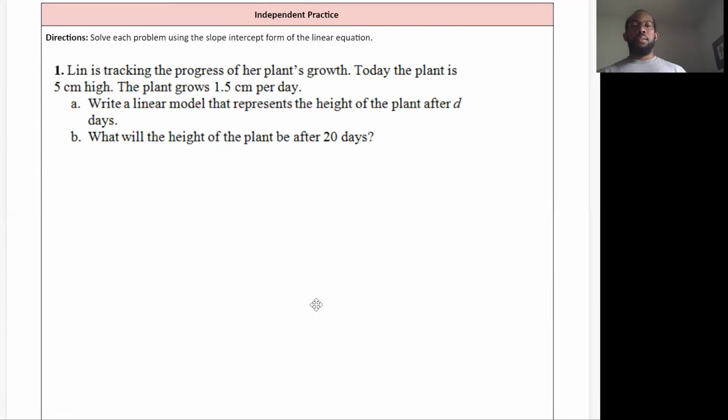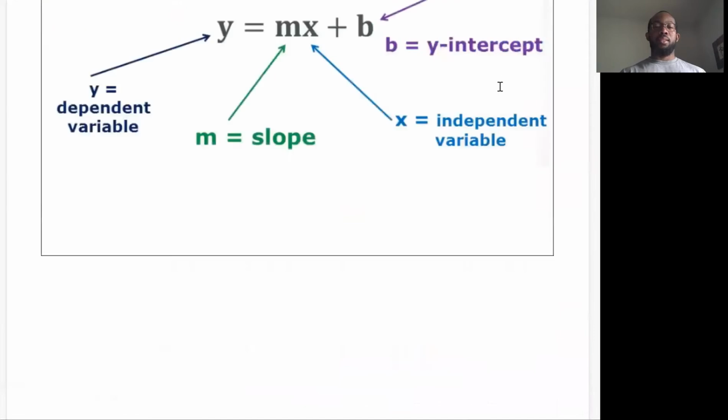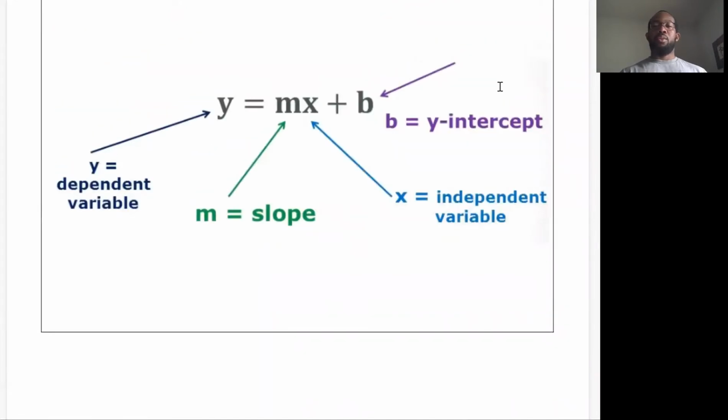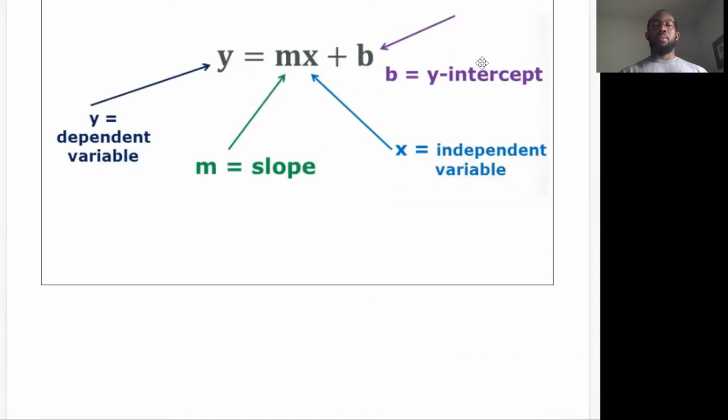So how do we start a problem like this? Well, if we look at the directions here, which is very important, by the way, we should read that first. And that's something we just messed up on, right? It says to solve each problem using the slope-intercept form of the linear equation. What form is that? Well, we just looked at it. It is right here. So we're going to start by writing this equation, y equals mx plus b.